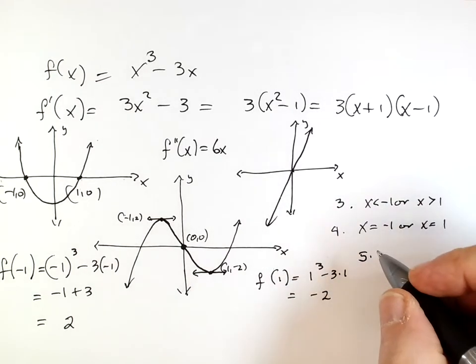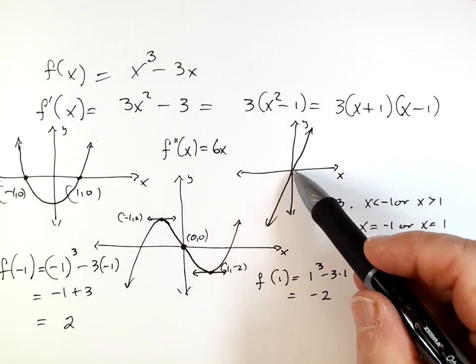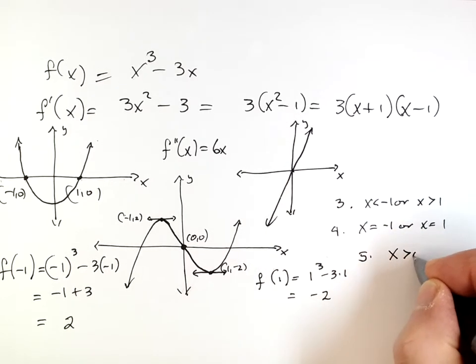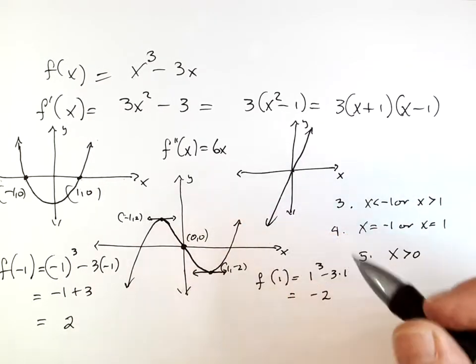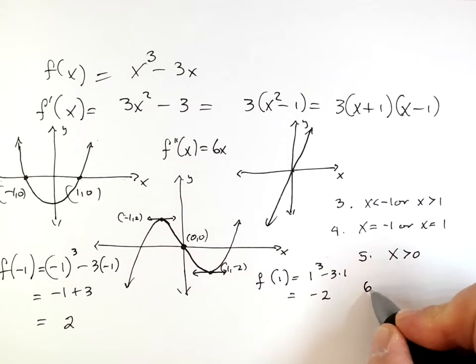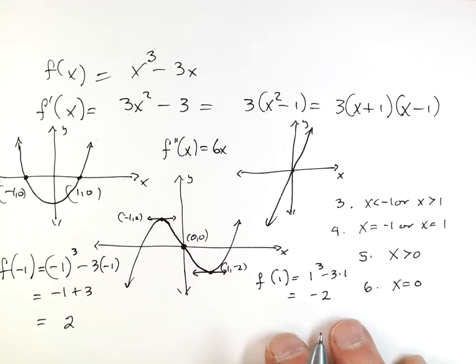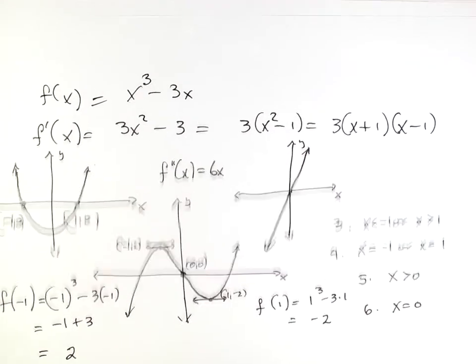5. Where is the graph concave up? It's concave up when the second derivative is positive, when x is greater than 0. Where is the point of inflection? At x equals 0. Any questions on that? Okay, do the next section, 7 through 12.